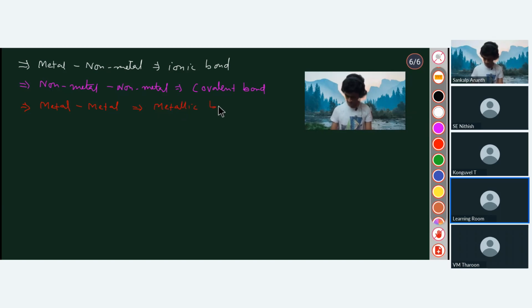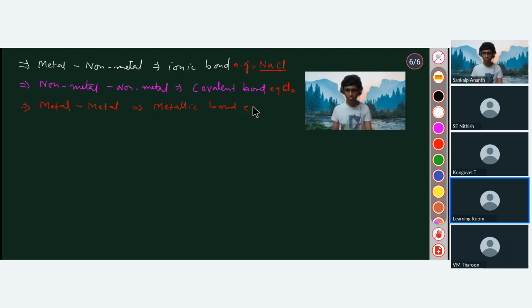Metallic bond. Can you express a metallic bond with the diagram? I will tell you each and everything. For example, an ionic bond is in the case of NaCl, sodium chloride. Sodium is the metal and chlorine is the non-metal. And for a covalent bond, if I am talking of the Cl2 molecule, both chlorine atoms are non-metal, so there is a covalent bond.